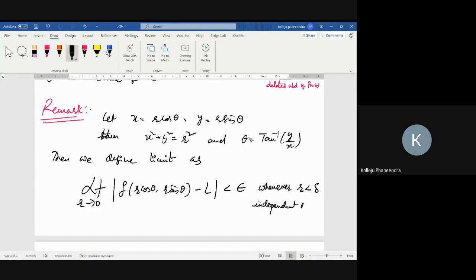Remember, independent of theta. So in calculating limits in Cartesian coordinates, if the limit is complicated, then you transform the limit to polar coordinates. In the function, you substitute x equal to r cos theta, y equal to r sin theta, and the L value will be given. Prove it like that. I will show one problem. Less than epsilon whenever, what is this condition? Remember, radius is less than delta.